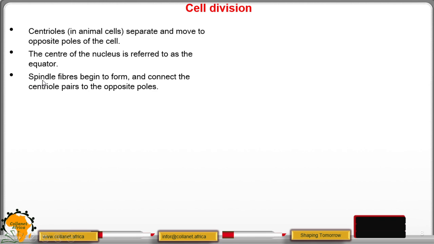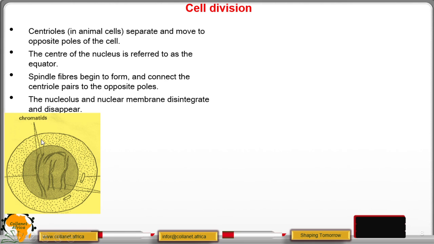We have some spindle fibers beginning to form and connect the central pairs to the opposite poles. After that, the nucleolus and the nuclear membrane break and disappear. So we have these. They are moving to the equator actually. This is the center. You have the nucleolus and the nuclear membrane beginning to break, and the chromosomes have formed. They have become thick and are already formed.